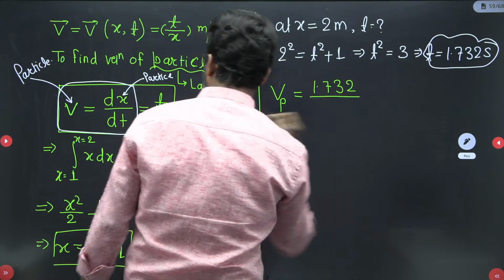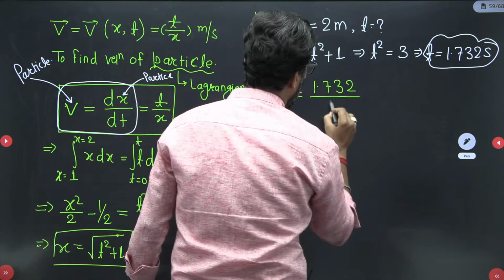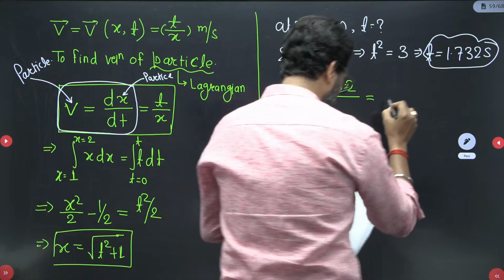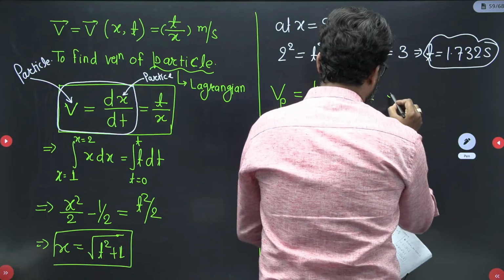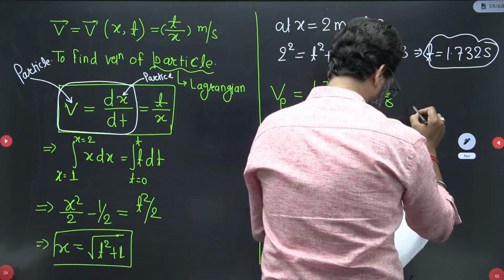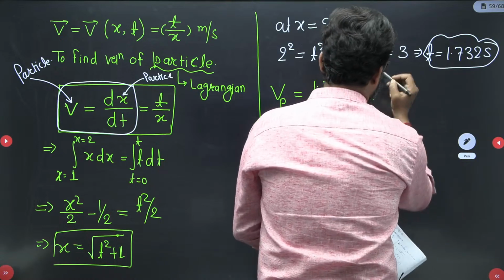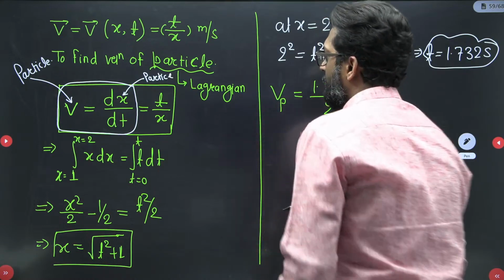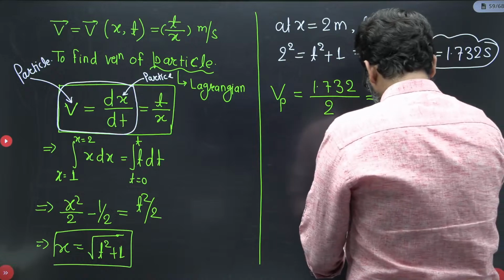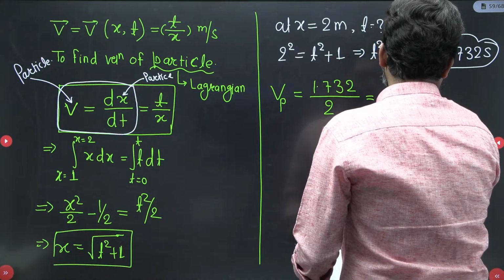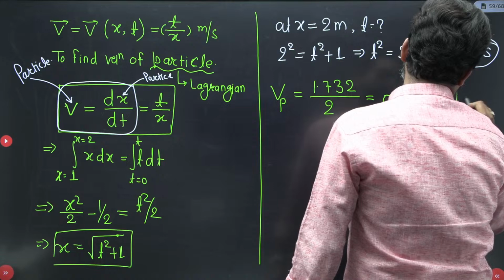1.732 divided by x. X is how much? 2 meter. So this velocity is 0.866 meter per second. This is the velocity.